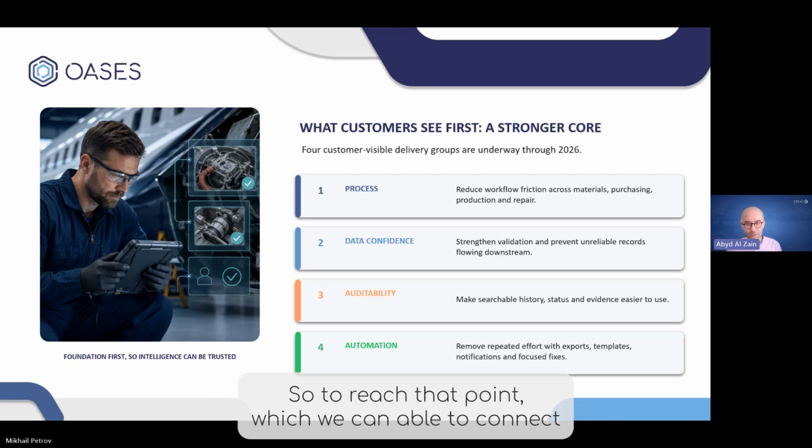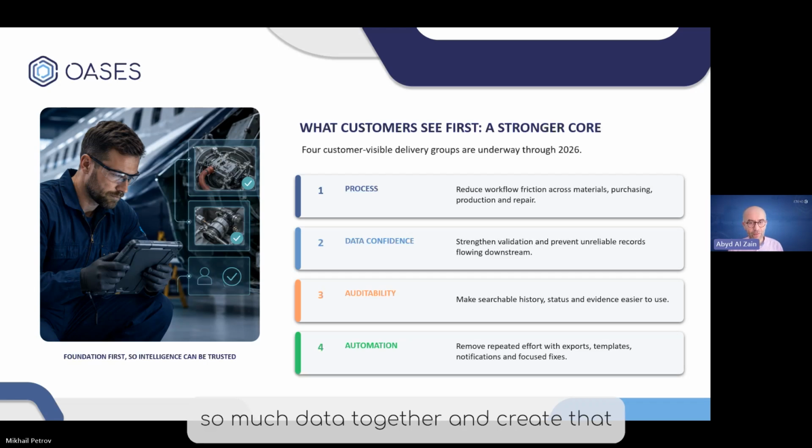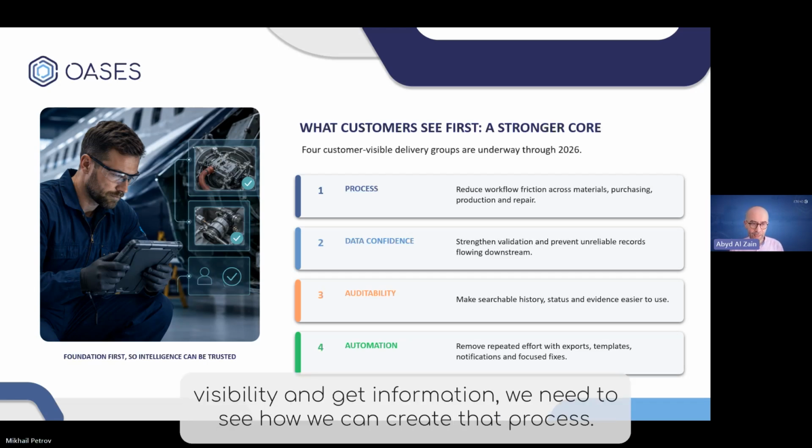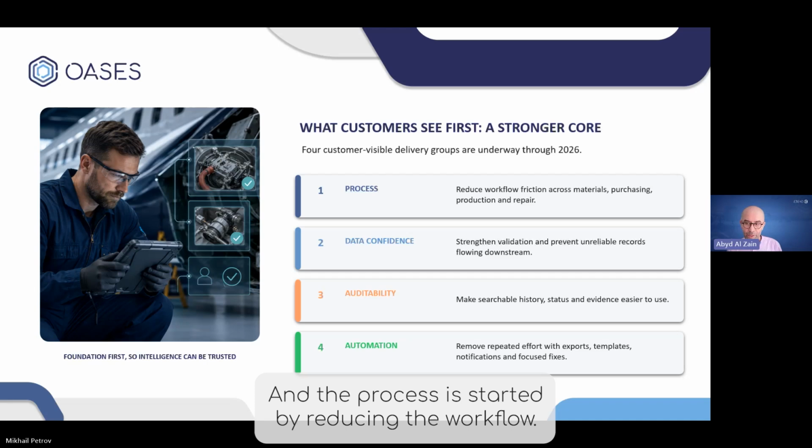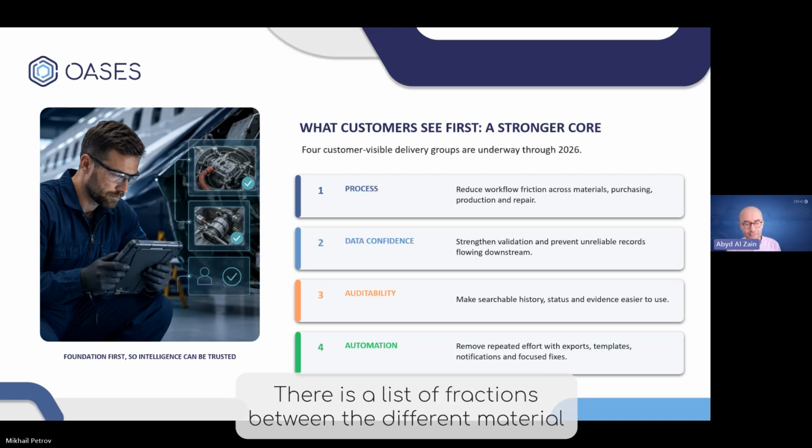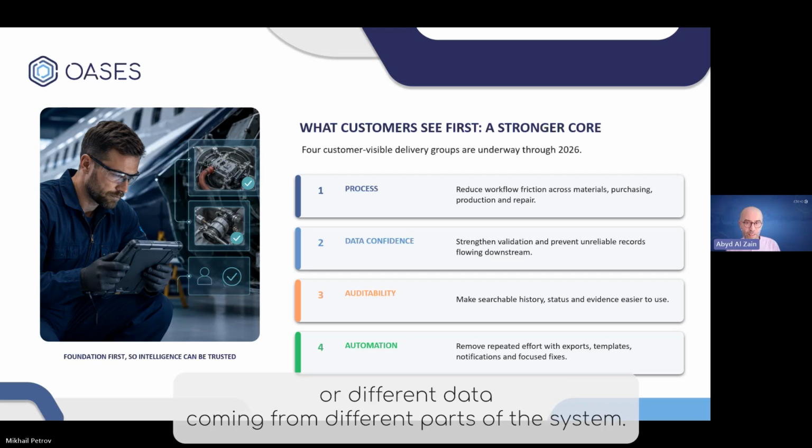So to reach that point, where we are able to connect so much data together and create that visibility and get information, we need to see how we can create that process. And the process starts by reducing the workflow. There is less friction between the different material or different data coming from different parts of the system.